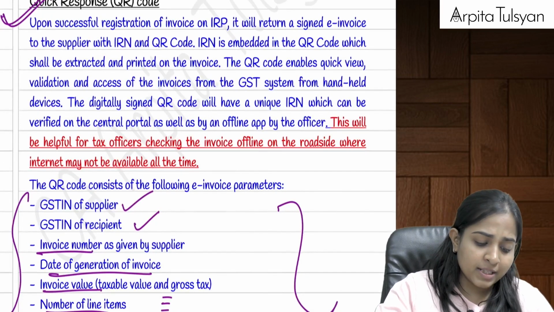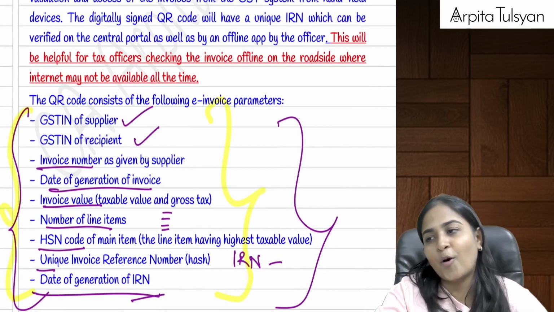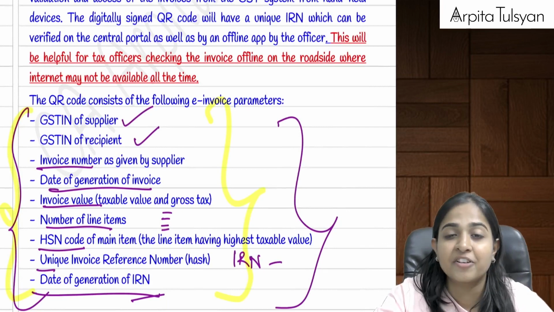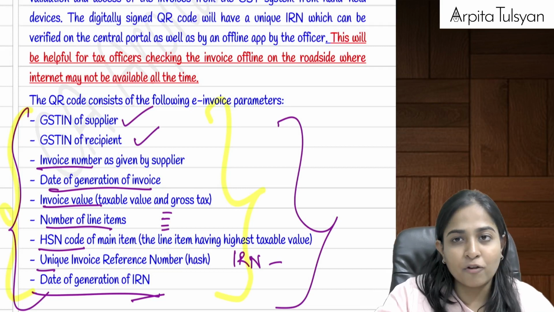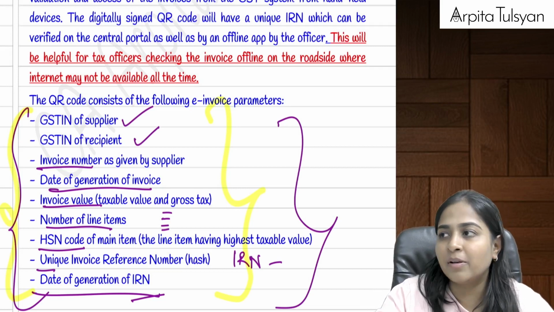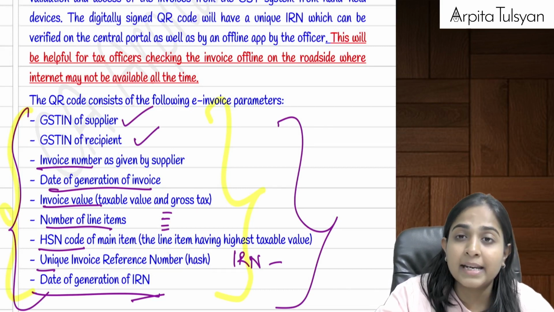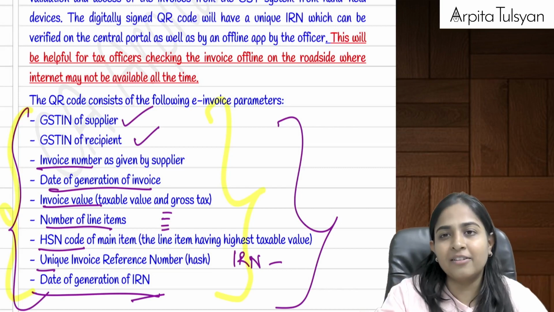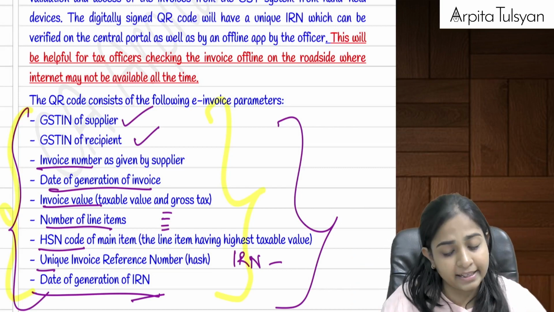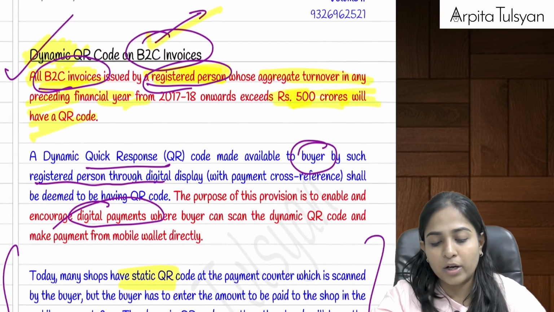Now once you scan that QR code, what all information is contained in it, or what information will the officer get after scanning the QR code? GST number of both. See, e-invoice is applicable only for B2B. So GST details of both of them will be available. Invoice number will be available. Details of goods, HSN, everything, IRN number, etc. All those details can be checked just by scanning the QR code.